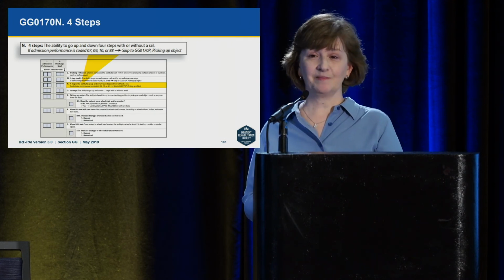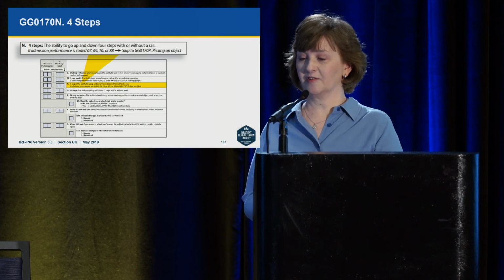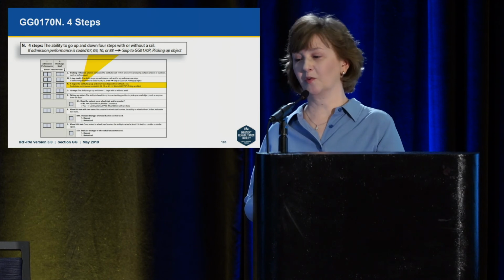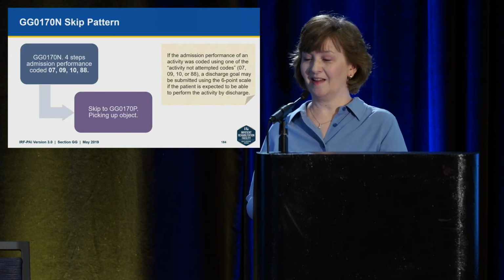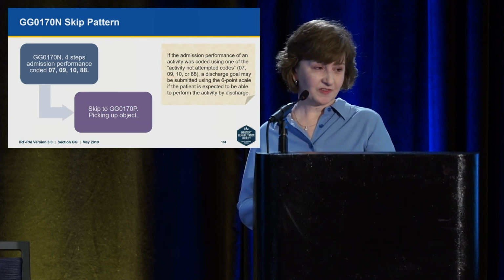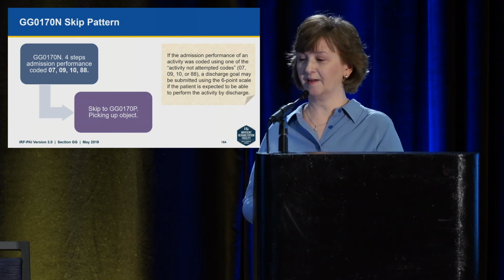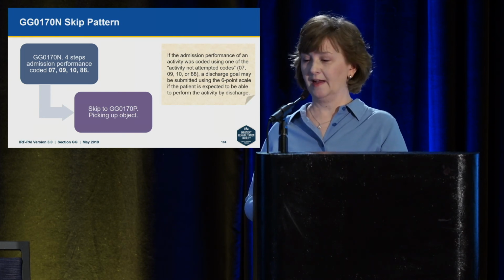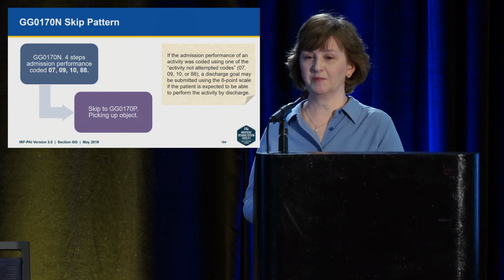So the next item is the next one related to stairs. This refers to the ability to go up and down 4 steps. It can be with or without railing, with or without an assistive device. There is also a skip pattern here, and the rationale being that, again, if somebody is not able to go up and down 4 steps, they are probably not able to go up and down the 12 steps, so it's just skipping over one item. But again, the same approach. You can certainly code a goal, even if the person is coded one of the activity not attempted codes on the admission assessment.